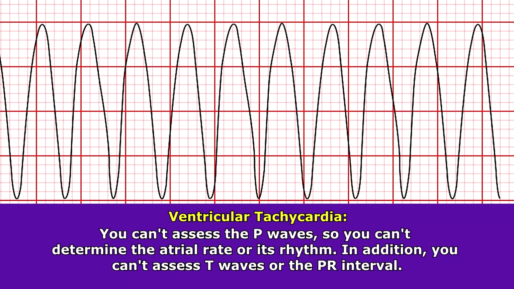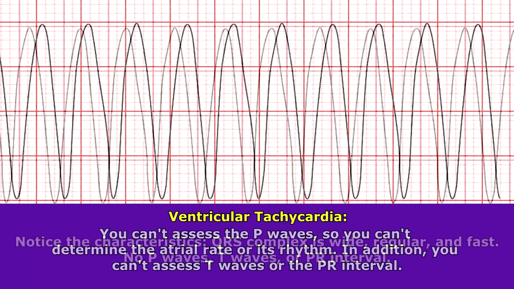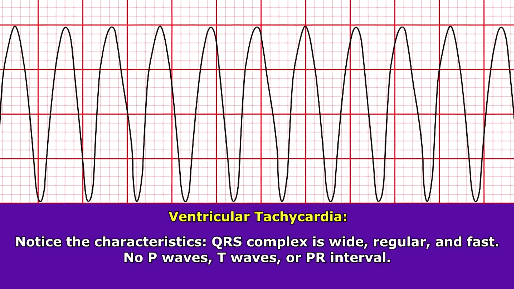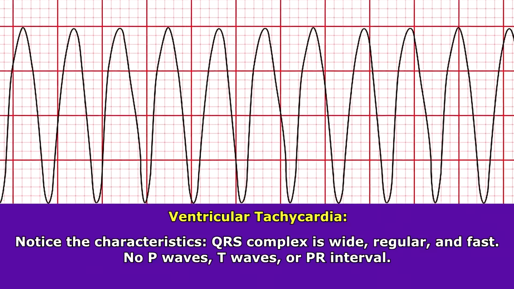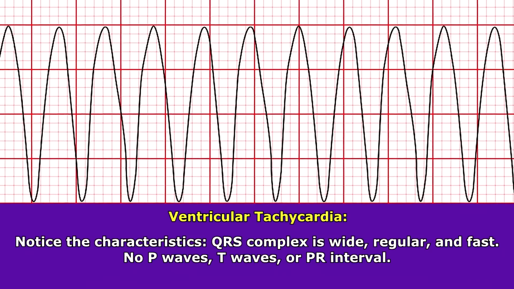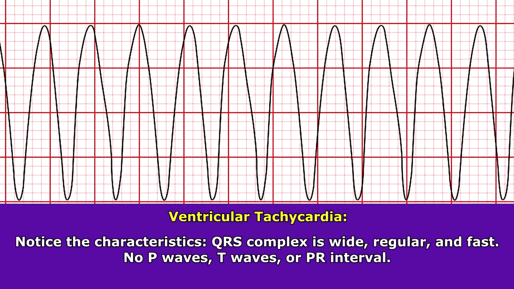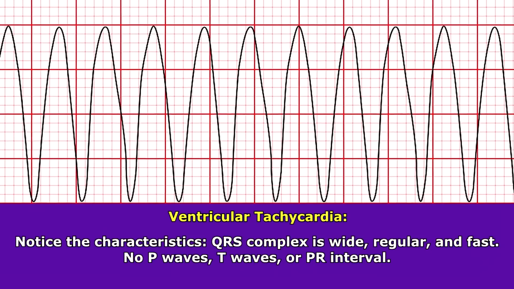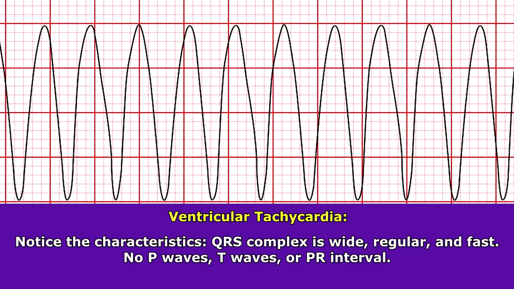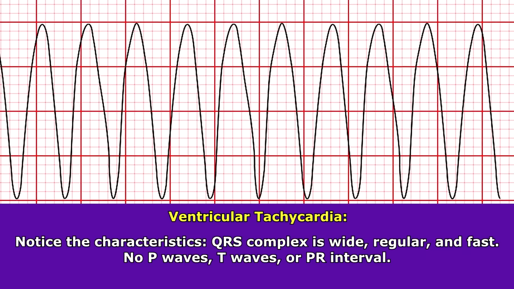Because of this, you really can't assess the T wave. In addition, you can't assess P waves either, so you won't be able to determine the atrial rate or its rhythm or assess the PR interval. And as you can see here in this rhythm, what really catches your eye is this bizarre looking QRS complex. It's very wide, it's regular, and you can see that it's very fast. You can't really see any P waves, no PR intervals, or T waves. And here, this is a classic example of ventricular tachycardia.